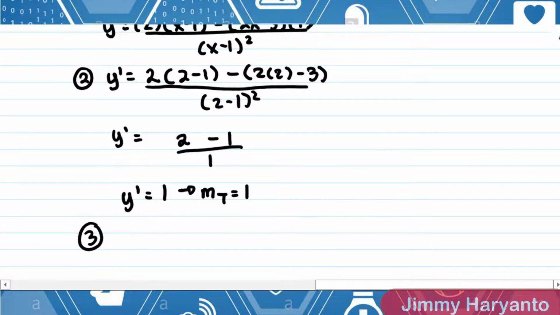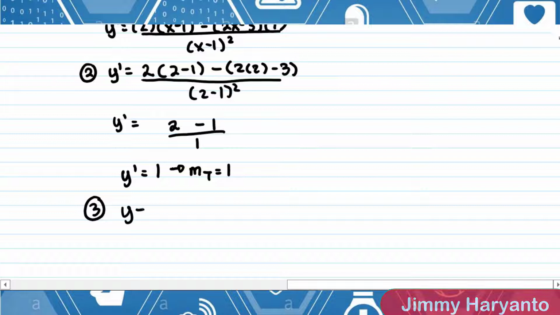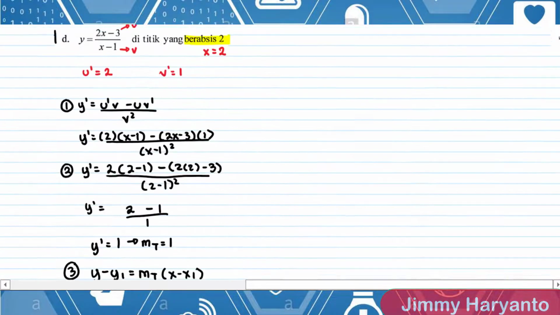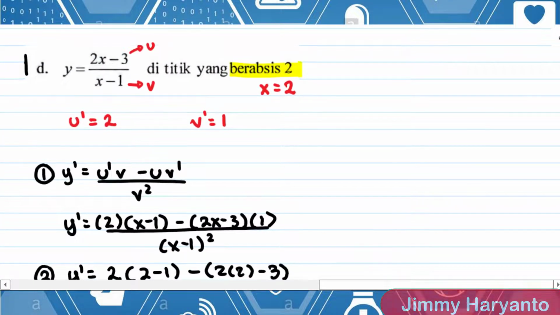We can go to the third step. It will be y - y1 = m tangent times (x - x1). Okay, so we have a problem right here because we don't have the point, yeah. To find the equation of the tangent line, we need a curve and a point, right?